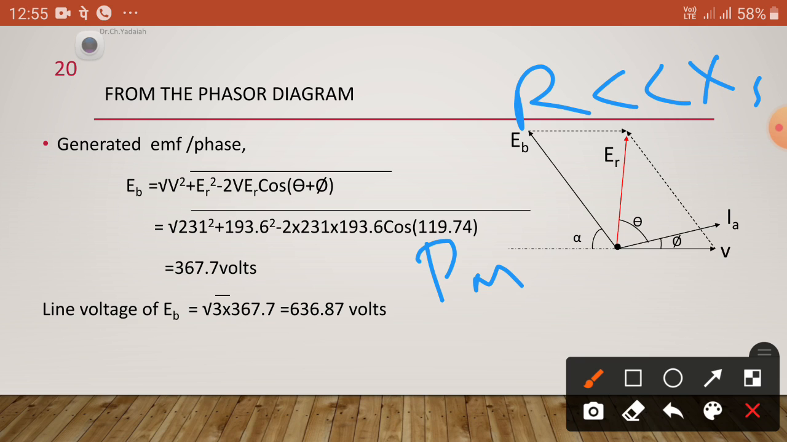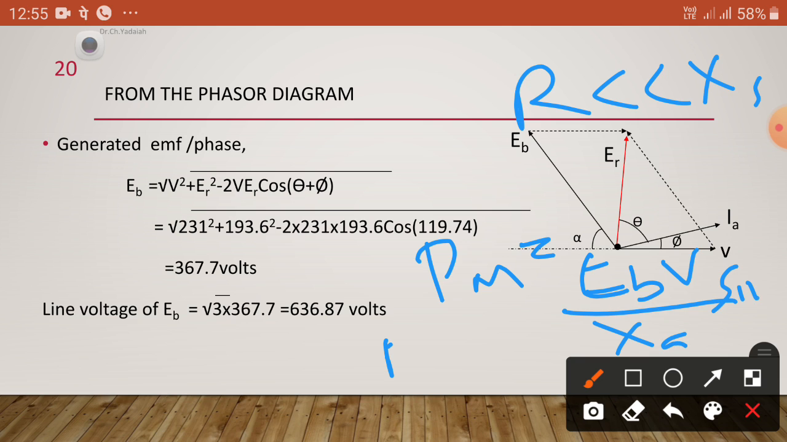That formula gives Pm equal to Eb times V divided by Za, times sin alpha. By substituting this value, we can easily calculate the mechanical power developed in the motor. So if you know the basics, by applying the formula and just manipulating it, we are going to get the results.